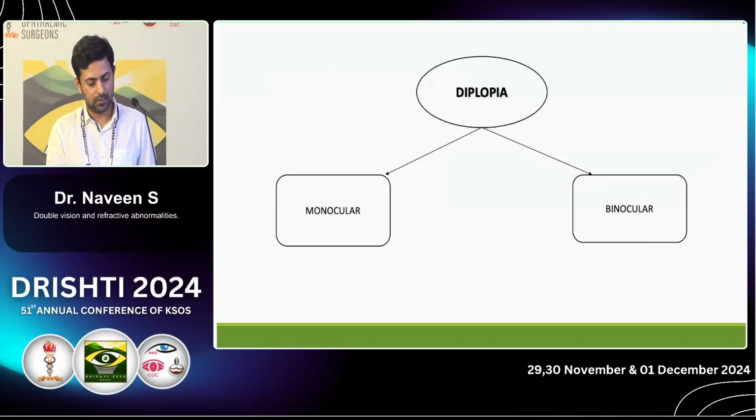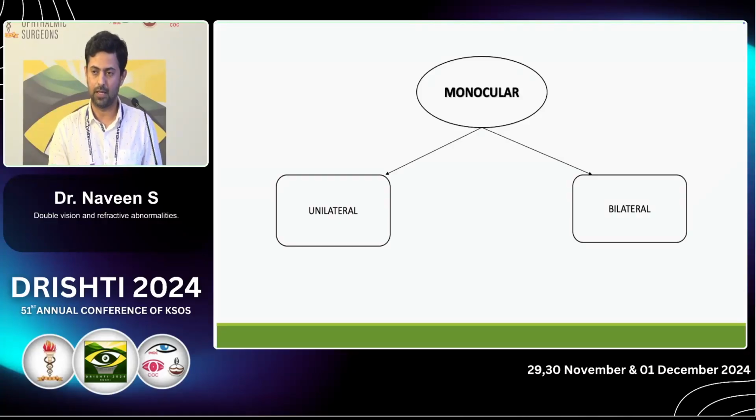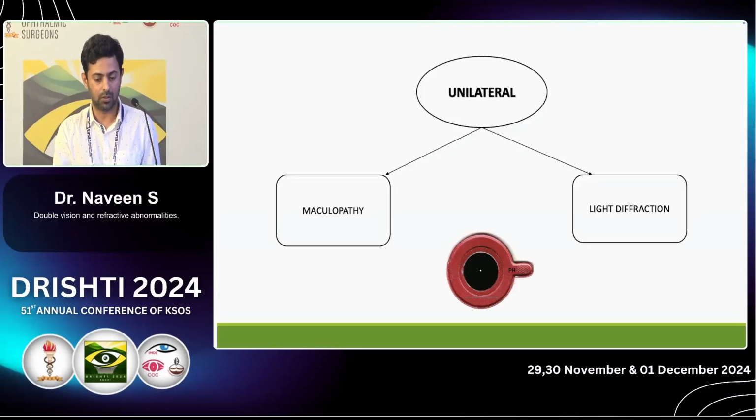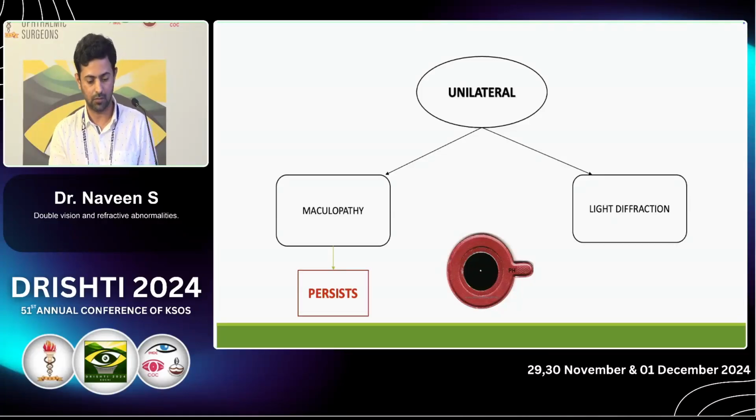So to summarize, for diplopia, one main thing we have to see is whether it is monocular or binocular diplopia. If it's monocular, it can even be bilateral, like in cerebral polyopia, or usually unilateral. If it's a unilateral monocular diplopia, the next thing we have to know is whether it's due to a light diffraction mechanism or metamorphopsia. So we have to do a pinhole test, and if the diplopia persists with the pinhole, we have to look at the fundus for any maculopathy.